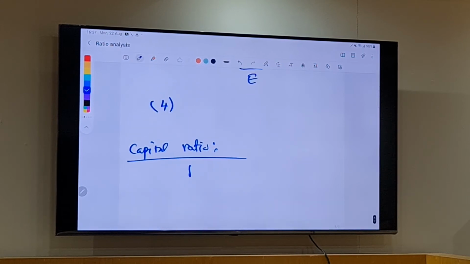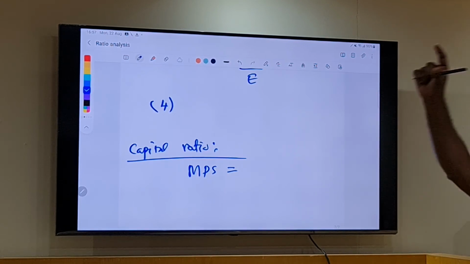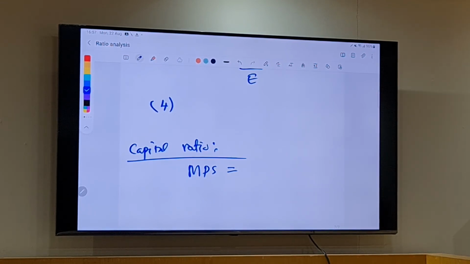First one, MPS, meaning market price per share. We have no calculation for it. You go to Doha, opposite Toyota Tower, and you have this group. Somewhere here also you have the group. You see the numbers going, the stock exchange price, that price it is. This is the market price per share.